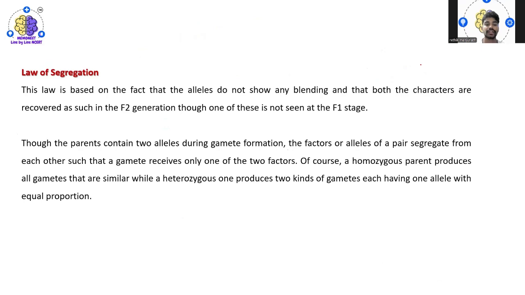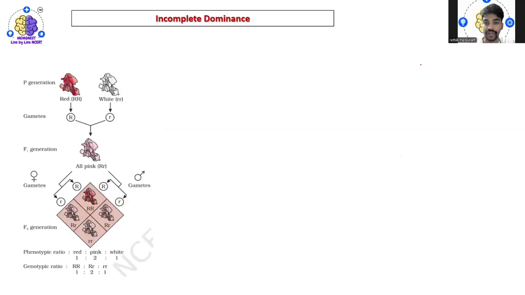Based on this comes the law of segregation. This law is actually based on the fact that the alleles do not show any blending and that both characters are recovered as such in the F2 generation, though one of them is not seen in the F1 generation. That is the law of segregation. That means even though in the F1 generation you won't see this character, still in the F2 generation you are going to see it. So how? I have a very good example.